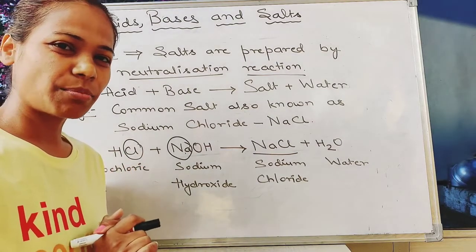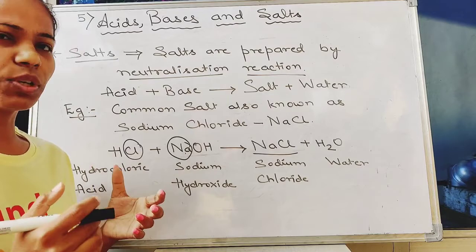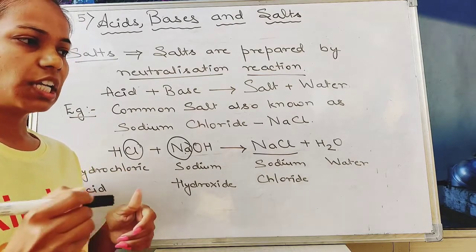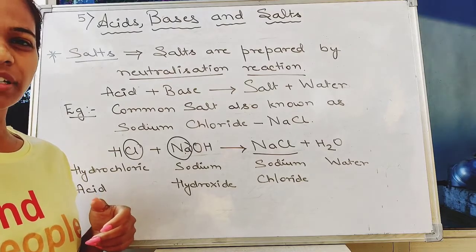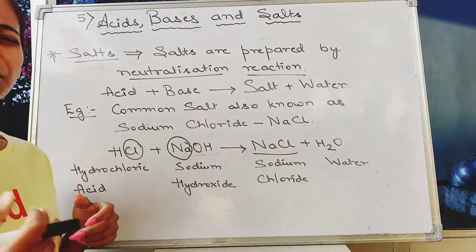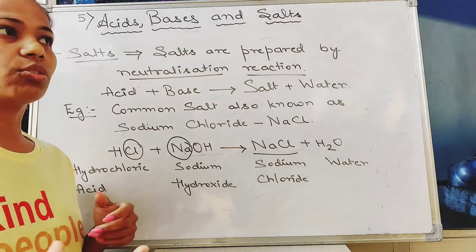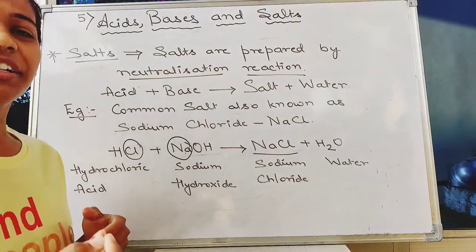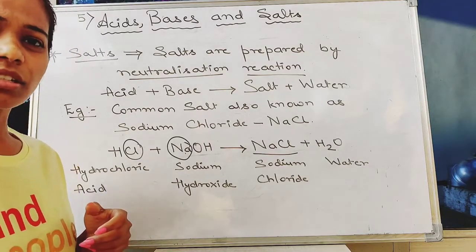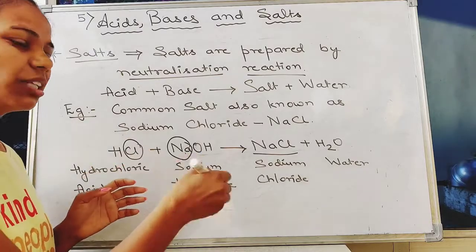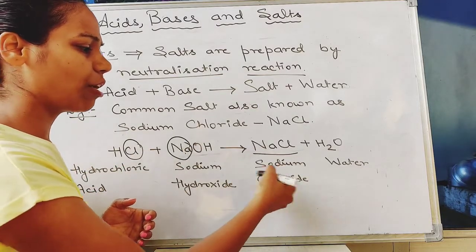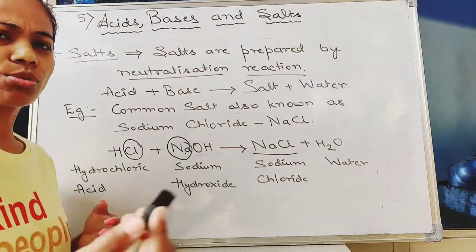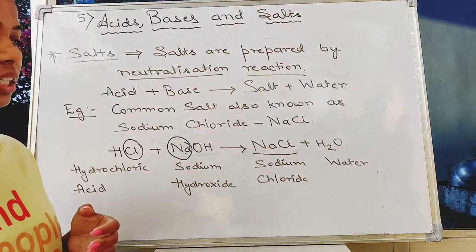There are certain examples for salt, children, which we are finding in our day-to-day life. Like we are having sodium bicarbonate, which is used as a fire extinguisher. Then we are having potassium nitrate, which we are utilizing as an additive in fertilizers. Fine. So there are many examples like that. Fine. And here we had seen one example of sodium chloride, that is also known as your common salt.